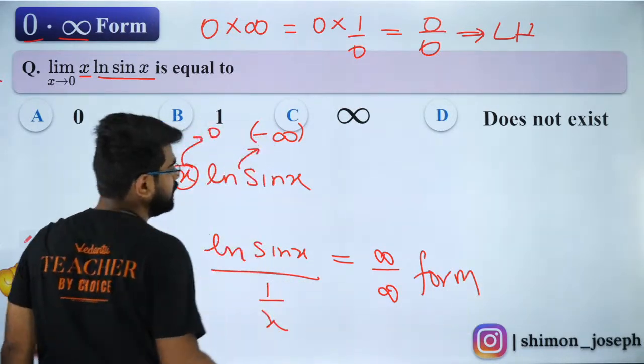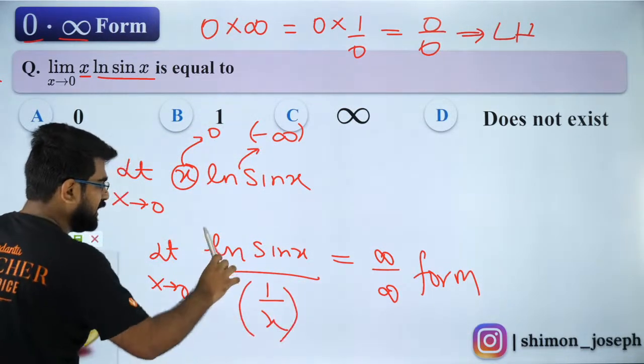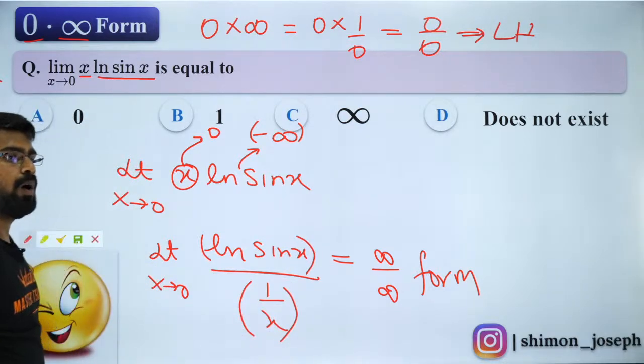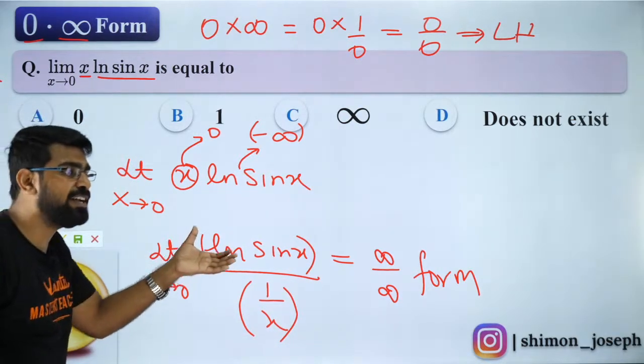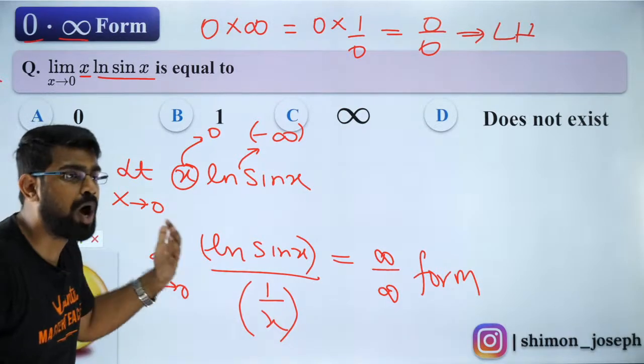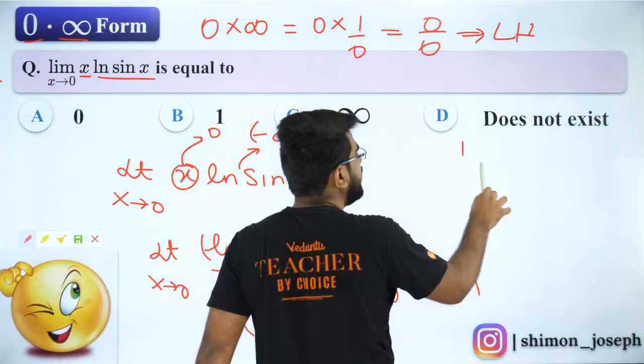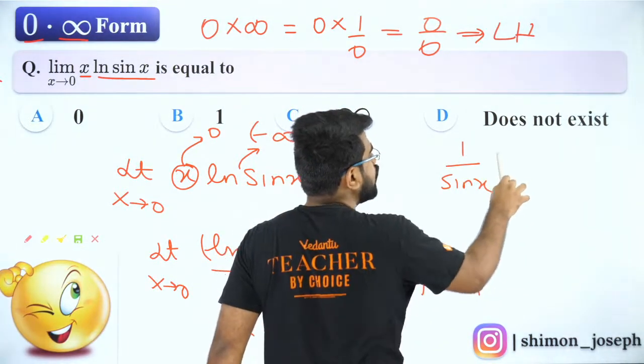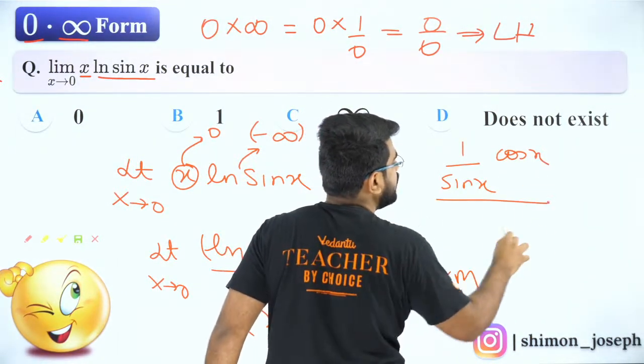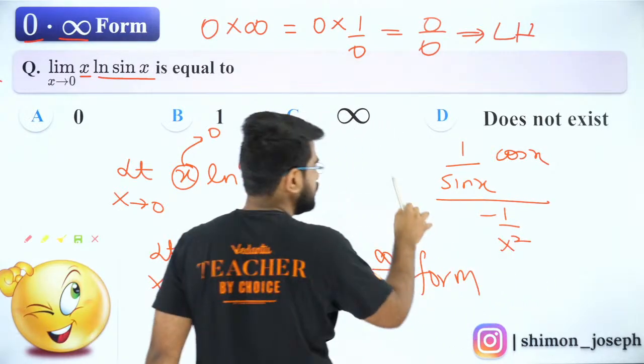Not 0 by 0 form, because here I think infinity by infinity is easier. Okay, so now I have infinity by infinity form. Can I use L'Hopital? Yes, my dear students, I can use L'Hopital. So it will be 1 by sin x into cos x divided by minus 1 by x square.